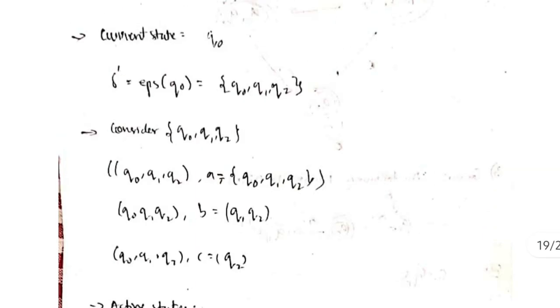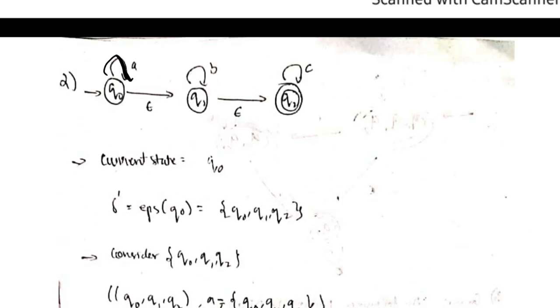q0, q1 and q2 upon A means first check for q0 upon A, then q1 upon A, then q2 upon A, then write the three states. What is q0 upon A? q0 upon A is nothing but q0 only. So therefore I have written here q0.